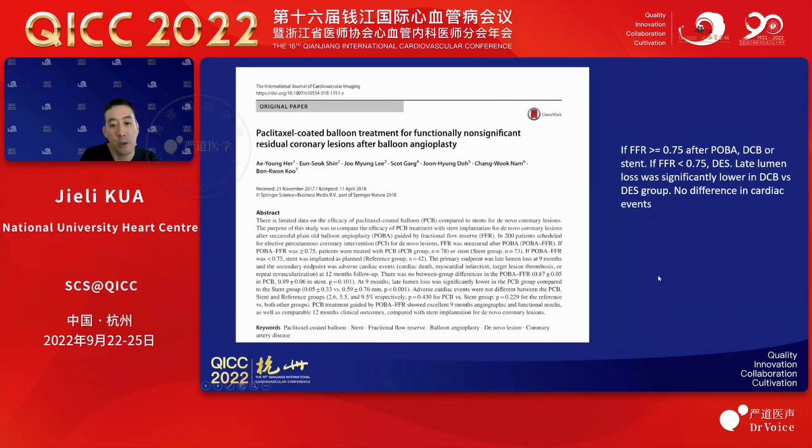This is a bigger study, 200 patients now. In this one, they use a different cutoff of 0.75. If your FFR is more than 0.75, the interventionists could either use a DCB or a stent. However, if the FFR is less than 0.75, then they'll definitely implant a stent. So again, this reflects what we found in the previous study. The late lumen loss was actually lower in the DCB group, and there was no difference in cardiac events.